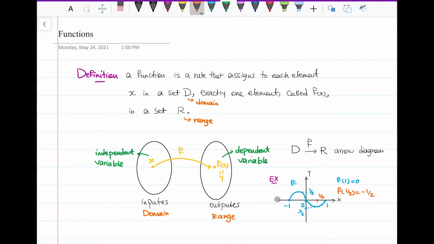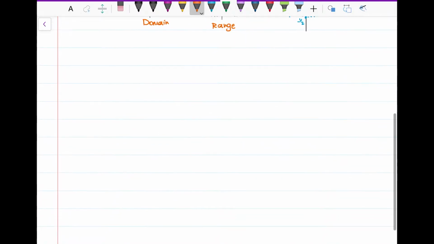This is called the graph of the function, and we're going to talk about the graph of the function later on in the next videos. Now there are some ways to present a function. We're going to talk about 4 key ways to represent a function.